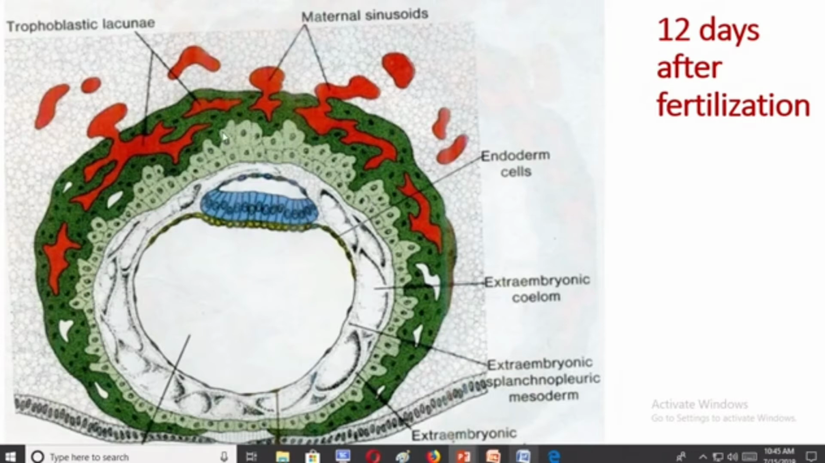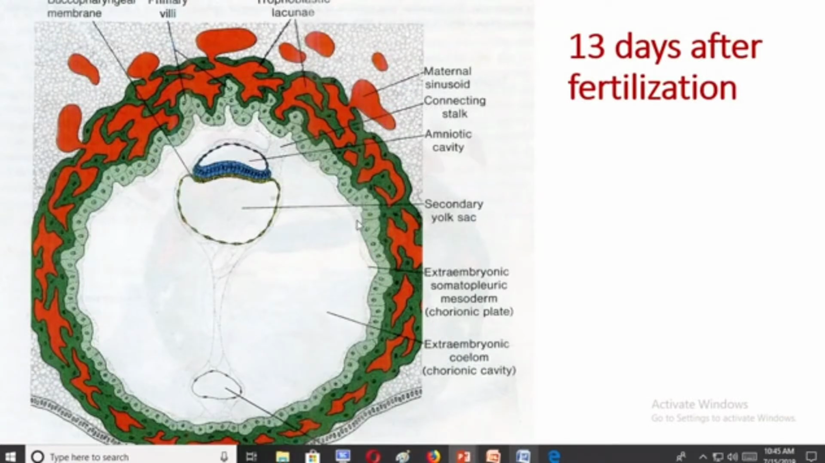So this is the chorion. The chorion is formed by 3 structures: the somatopleuric layer of extraembryonic mesoderm, the cytotrophoblast, and the syncytiotrophoblast. The projected portions from the chorion are known as the chorionic villi. So in the second week, primary and secondary chorionic villi are formed.